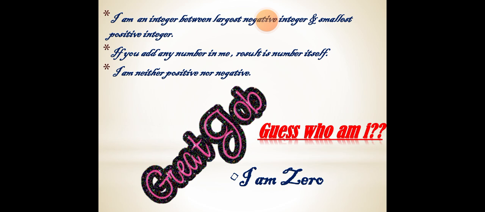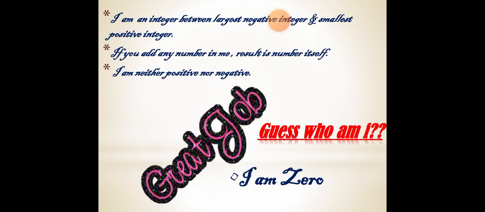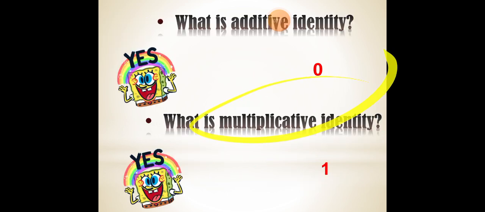I am the integer between the largest negative integer and the smallest positive integer. If you add any number to me, the result is the number itself. I am neither positive nor negative, so guess the number. It's 0, and 0 is the additive identity. So you should know that the additive identity is 0, and the multiplicative identity is 1.